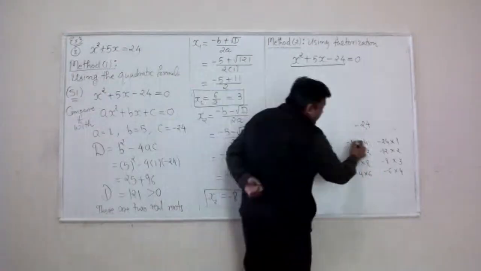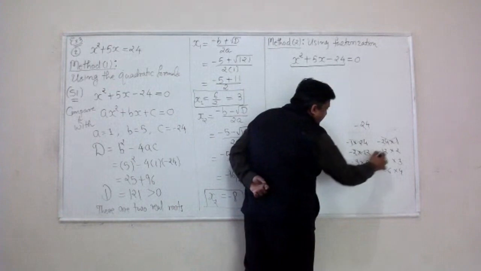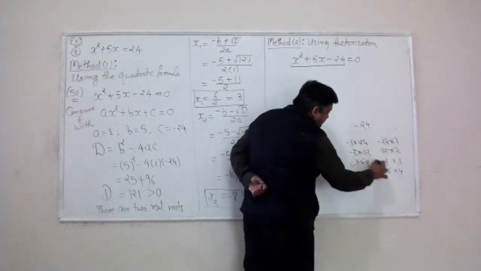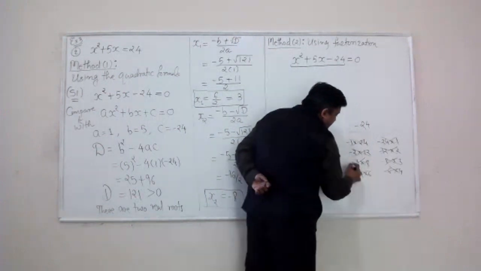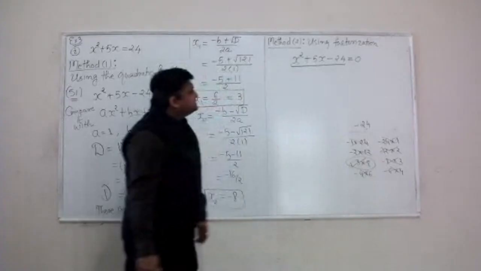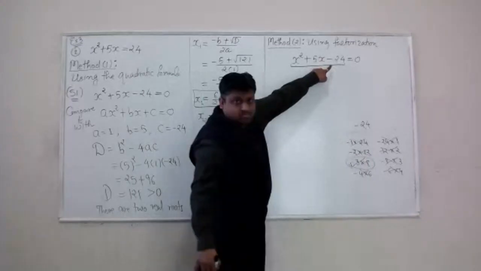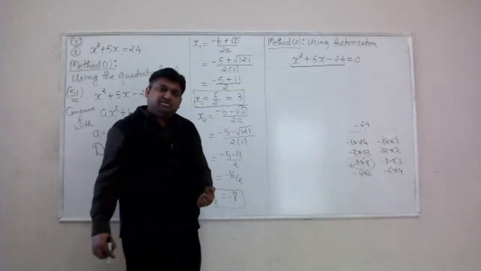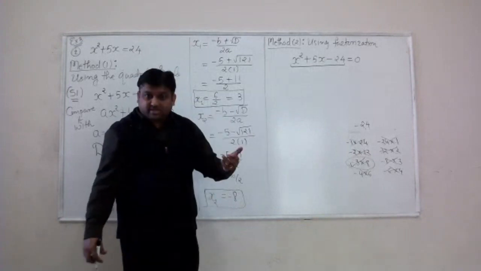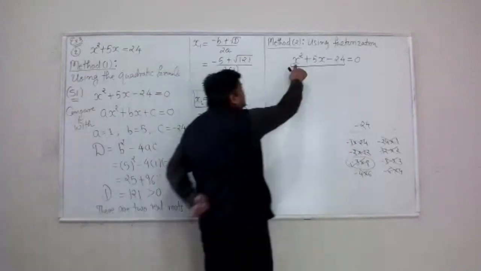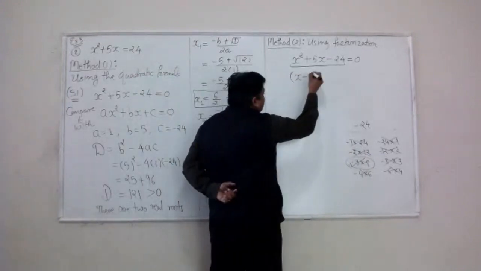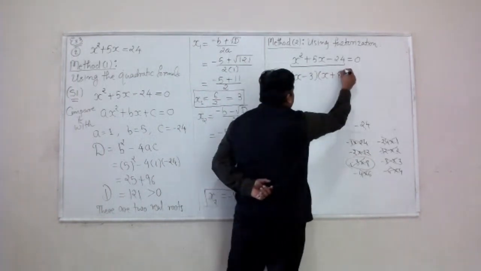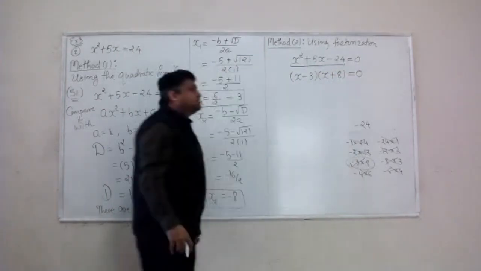Well, check. 23, negative 23, 10, negative 10, 5, negative 5. So we have one set of factors that adds up to 5. All right, negative 3 and positive 8. Can I write down the factorization directly? The answer should be yes. Why? Because this is a monic polynomial. Look, x minus 3 times x plus 8 equals 0. All right.